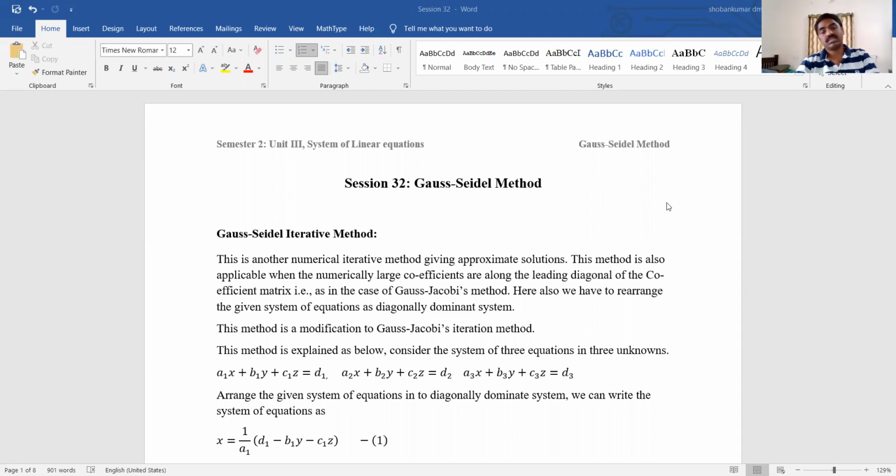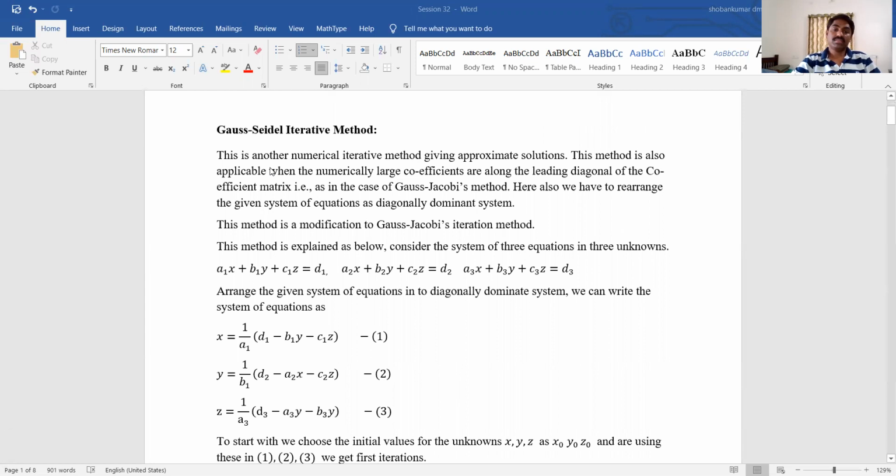In last class, we discussed Gauss-Jacobi's method. Today, we have to discuss Gauss-Seidel method. The Gauss-Seidel method is just an extension of Gauss-Jacobi's method. It gives faster convergence than Gauss-Jacobi's method. We can use the Gauss-Seidel method to solve a system of linear equations when the system is diagonally dominant.